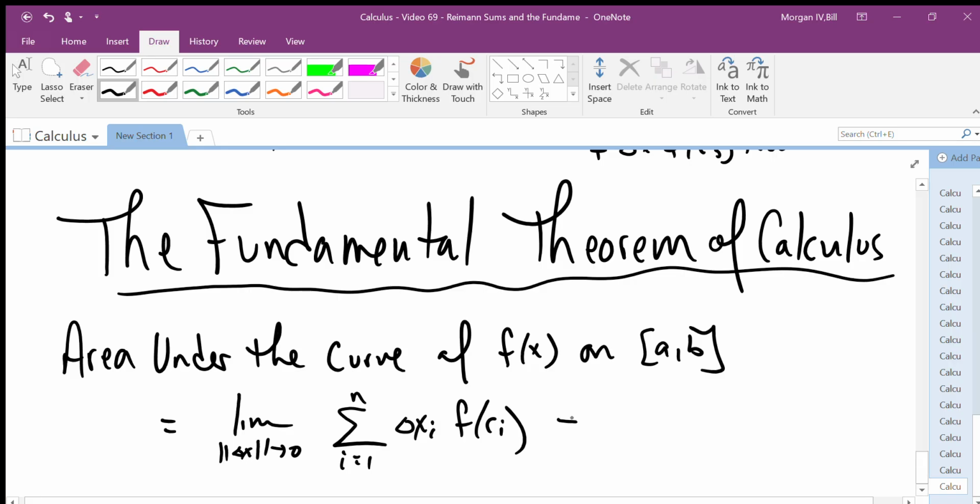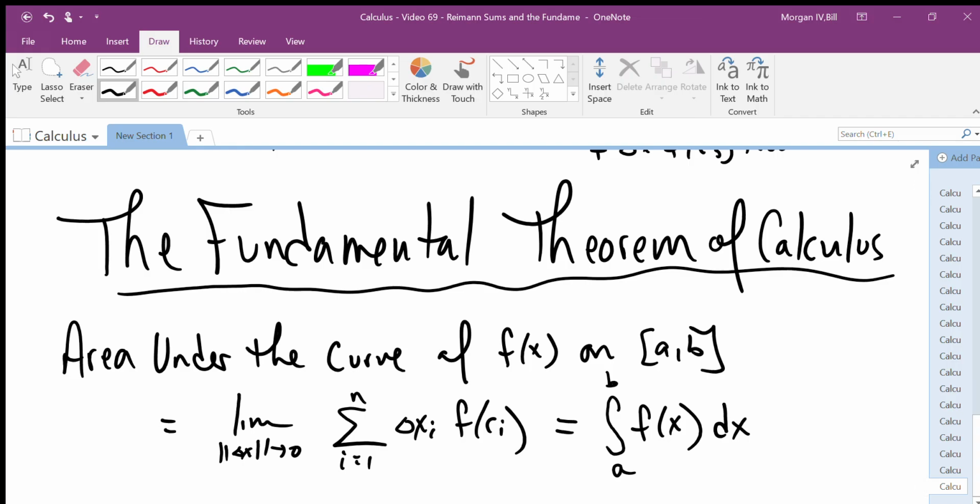Is equal to the integral from a to b. Notice the bounds here become bounds on our integral of our function. So f of ci becomes f of x, and delta xi, as delta x goes to 0, we get dx, a very, very small change in x. dx is notation for delta x going to 0.